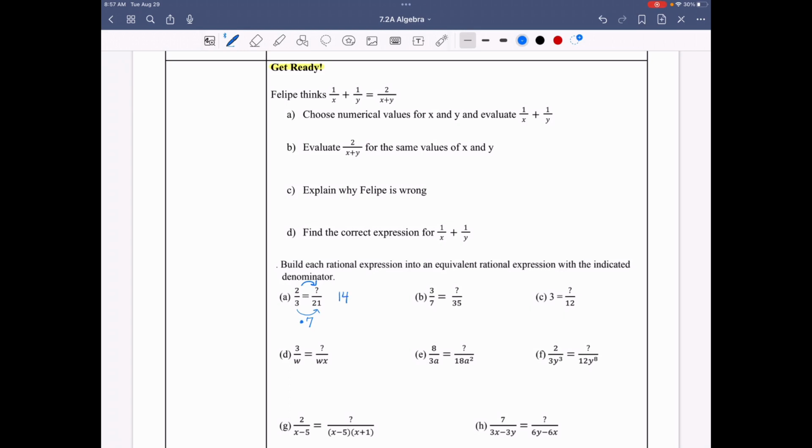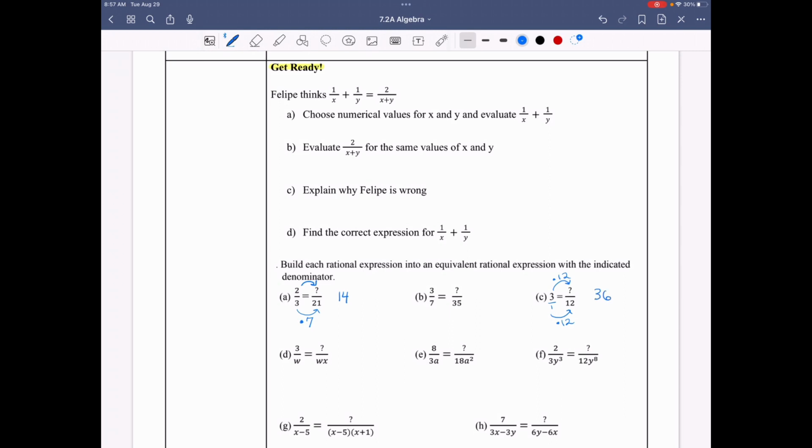On C, we have 3 equals blank over 12. If I put a 1 in the denominator, you can see that you had to multiply the denominator by 12. So you want to multiply the numerator by 12, which gives you 36.